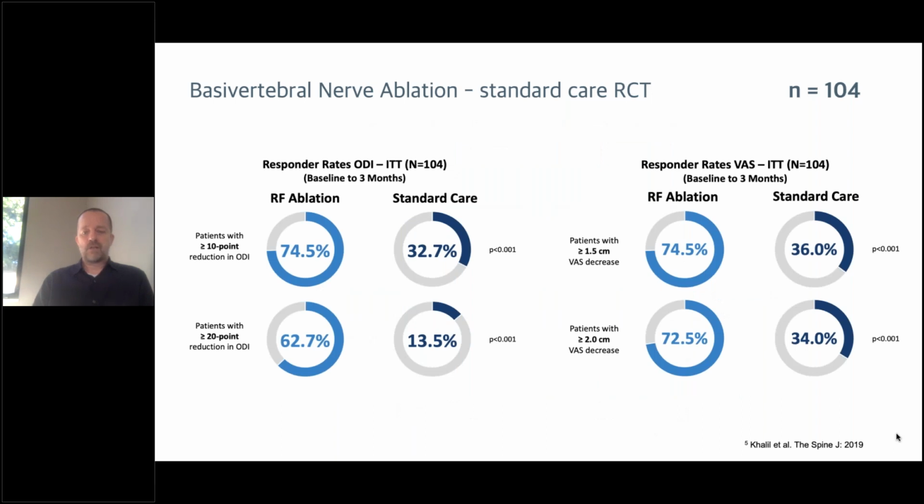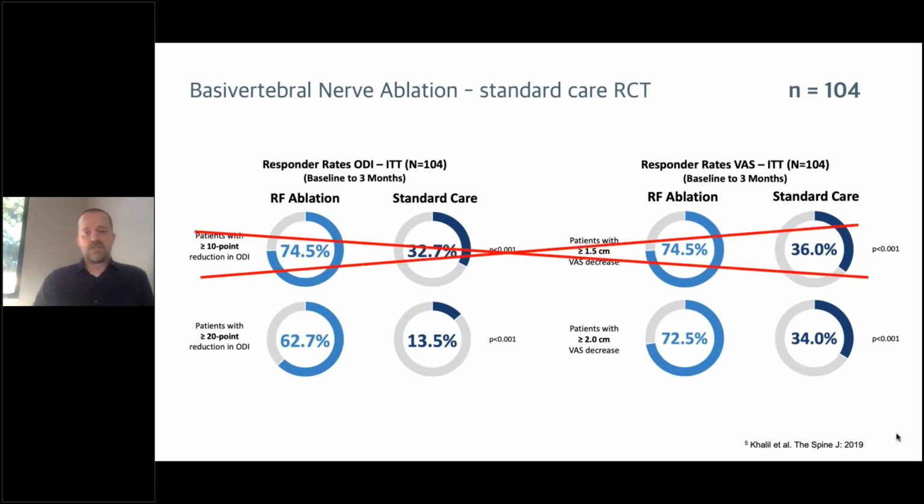These are the responder rates. Click once more, please. The top line we'll just ignore now because those are the lower thresholds for ODI and pain. The bottom slide shows responder rates from RF ablation of the basovertebral nerve versus standard care in the darker blue. For an ODI of 20 points, you had almost 63% success rate in the basovertebral nerve ablation versus almost 14% in the standard care arm, and similar but somewhat higher rates of success with a 2-point change in VAS threshold. Now, mind you, these are patients with a very persistent type of back pain that's very challenging for us to treat. Next slide.